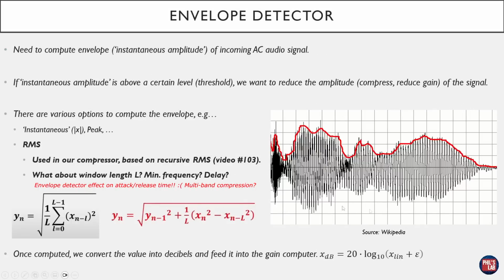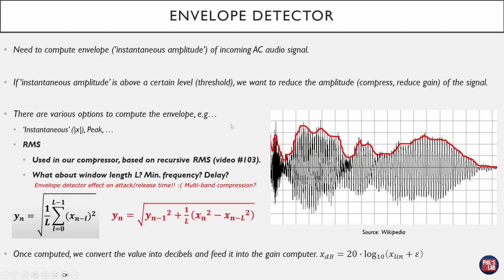Our AC signal might look something like the image shown in the middle right on this slide. For audio, we typically have frequencies from around 20 Hz up to 20 kHz, so fairly rapidly time varying, and we want to calculate the envelope, or rather the instantaneous amplitude shown in red of this incoming AC audio signal. For our compressor then, if our instantaneous amplitude, this curve that follows the overall envelope of our signal, is above a certain threshold, we want to reduce that amplitude, or compress it, reduce the gain of that signal.